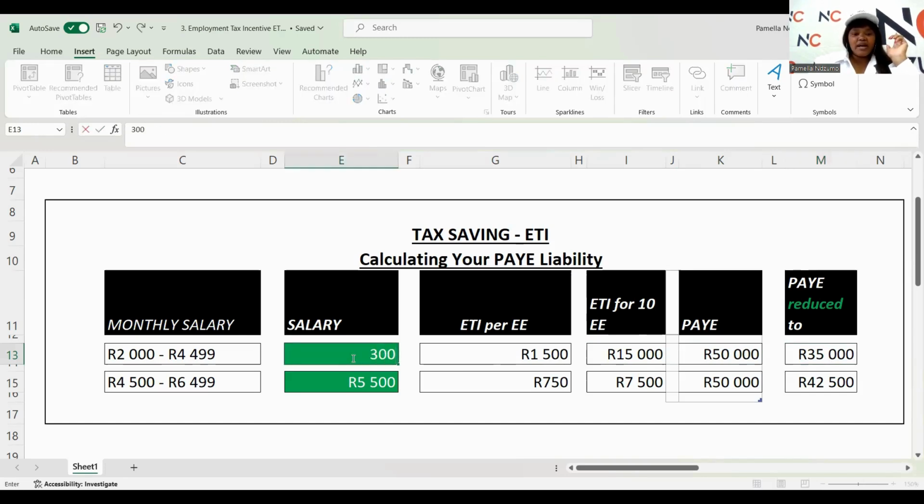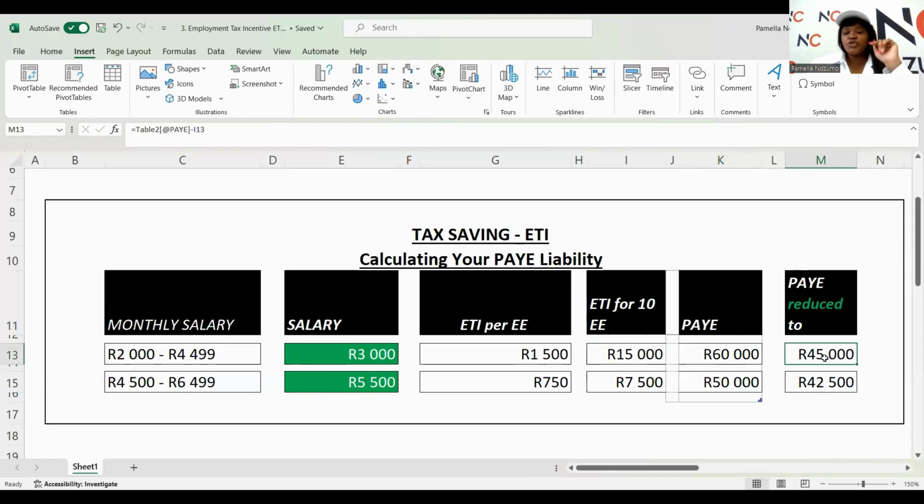Okay, so let's make another example. Let's say you have an employee that meets the employee criteria and they earn 3,000 Rand. And let's say there's 10 of these employees, right, that meet this criteria, and your pay as you earn was 60,000 Rand. So your pay as you earn at the end of the month will be reduced by this employment tax incentive of 15,000. And instead of you paying 60,000, you only end up paying 45,000 Rand.